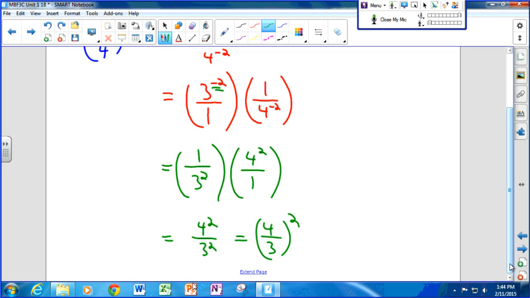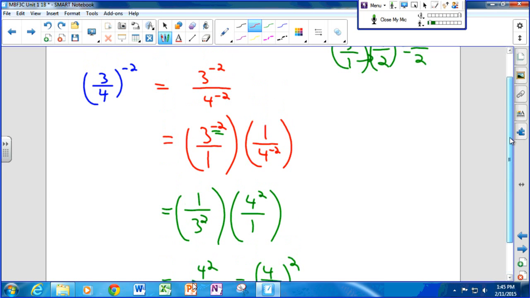Okay, which means that if this helps you to understand what's going on, think about it that way. Otherwise, the way they show it in the text is simply that if we have 3 over 4 to the power negative 2, if we write 4 over 3, then we're allowed to write positive 2. Okay, so that's the way they presented it in the text. What I just showed you is kind of why we're allowed to do that.